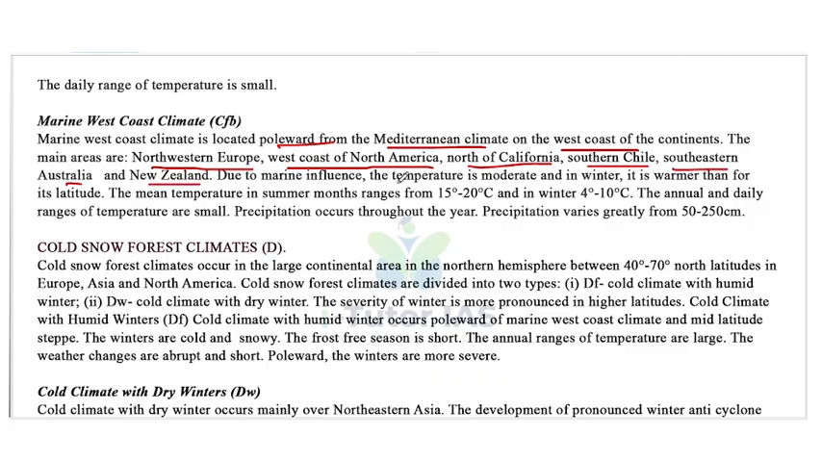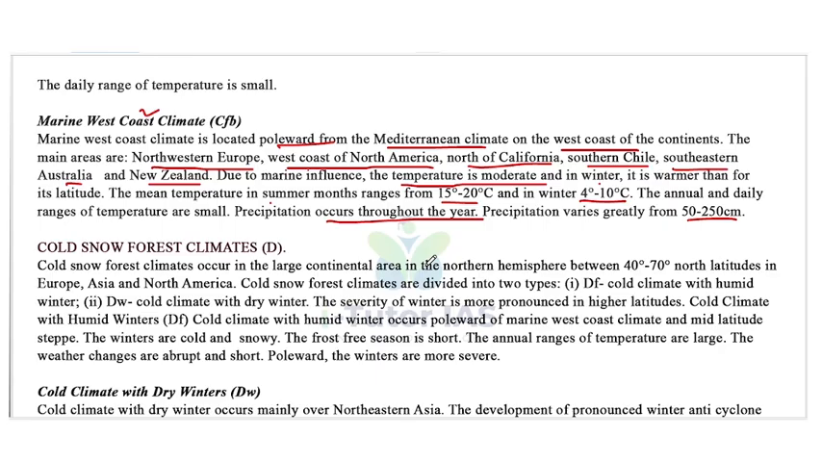Due to marine influence, the temperature is moderate, and in winter it is warmer than for its latitudes. The mean temperature in summer months ranges from 15 degrees to 20 degrees Celsius and in winter 4 degrees to 10 degrees Celsius. The annual and daily ranges of temperature are small. Precipitation occurs throughout the year. That is marine west coast climate. Precipitation varies generally from 50 to 250 centimeter.